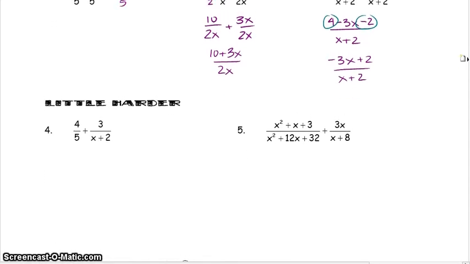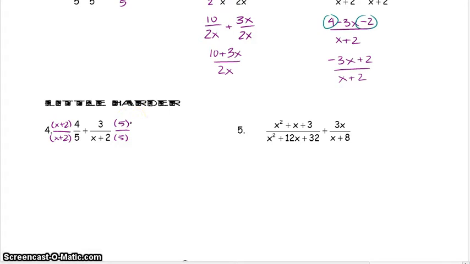Looking at this, we have 4/5 plus 3 over x plus 2. Again, we need to have the same denominators, and we don't. So we have to think, what is missing from this first denominator? Well, we're missing an x plus 2. So let's multiply the top and bottom by x plus 2 over x plus 2. And then what's missing out of this second one? Well, we're missing a 5. So we would multiply the second one by 5 over 5.